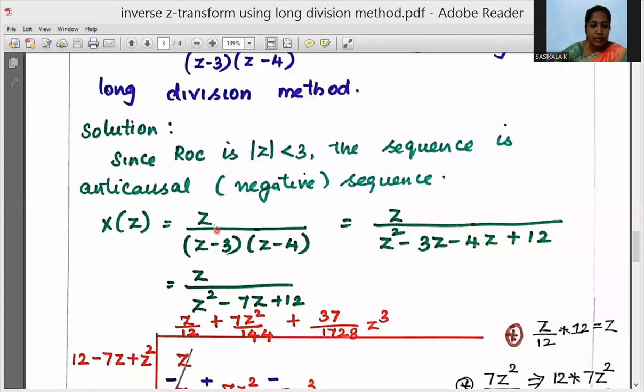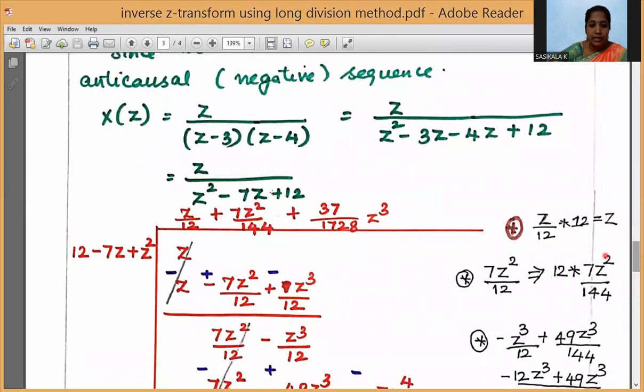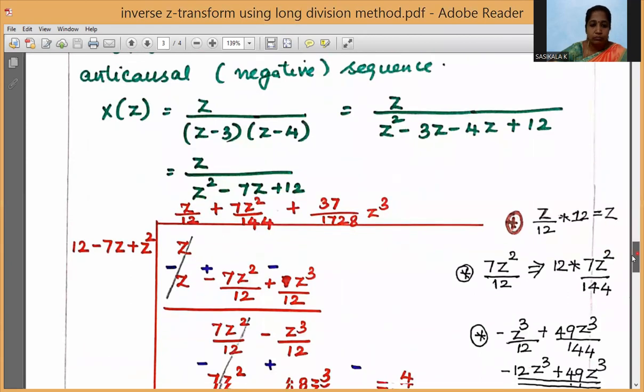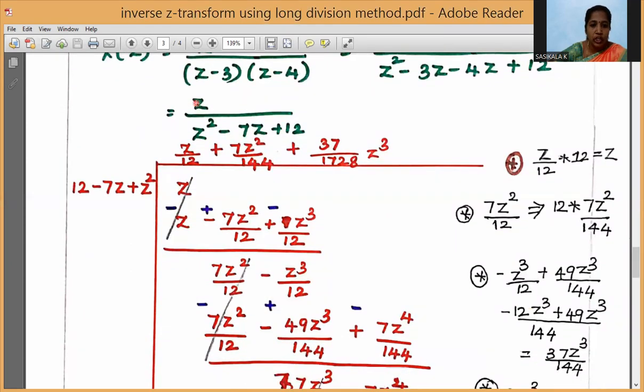Now x of z is equal to z by z minus 3 into z minus 4. So just expand this denominator. z into z is z square, minus 3 into z minus 3z, minus 4 into z is minus 4z, minus into minus plus 3 into 4 is 12. So z divided by z square minus 7z plus 12 you're getting. Now divide the numerator by the denominator. The numerator term is z, which is inside this box, and the denominator is z square minus 7z plus 12.